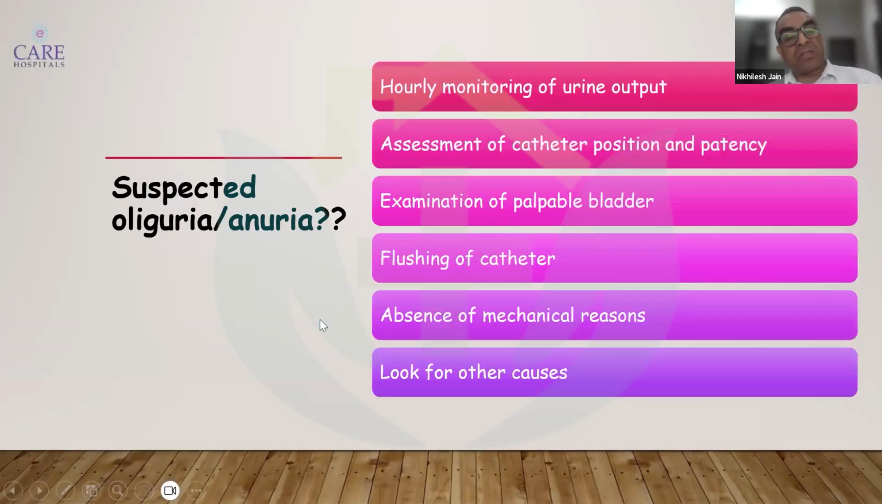So if you have a patient who's got suspected oliguria or anuria, you need to do an hourly monitoring of urine output. You need to assess the catheter position and patency, examine if there's any palpable bladder, and look for any flushing, if flushing of the catheter may be required. Establish if there are any mechanical reasons because of which you are getting oliguria and anuria in this particular patient, and try to look for any other causes which can be causative for acute kidney injury.